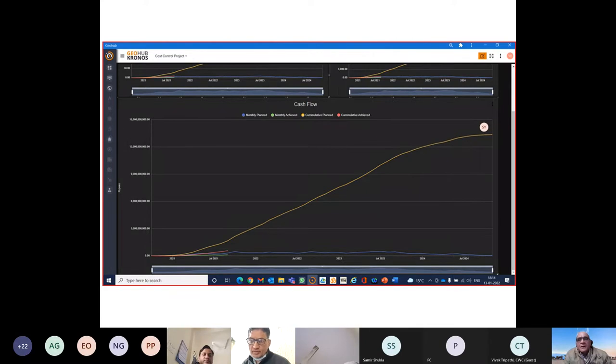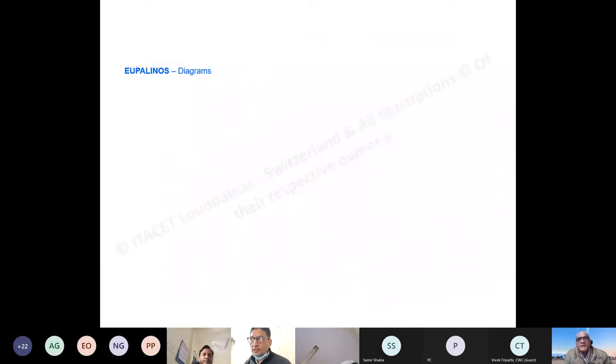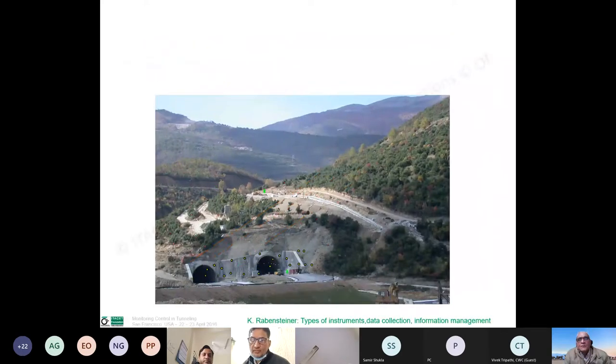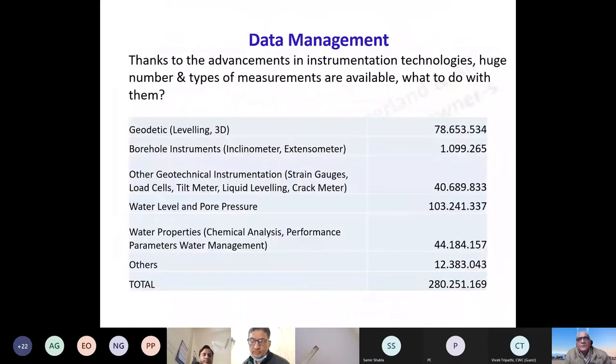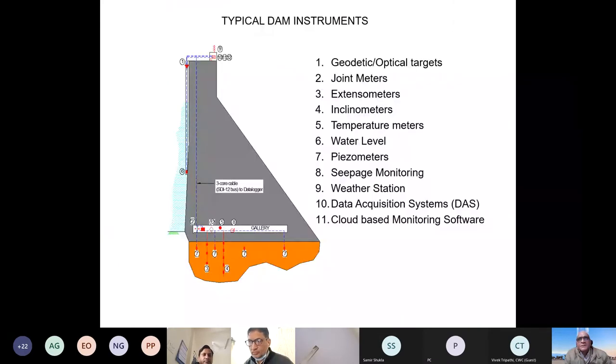Now I'll just tell you how it is done. I'll go to the dam picture here. You see, you have the data acquisition system here. All the instrument data is coming through a cable to the data acquisition system. The data acquisition system sends the signal to an FTP server of the cloud-based monitoring system. The internet is available everywhere. The DAS will send the signal to the FTP of the cloud-based monitoring system, because this is all in the cloud, and then the system through the software will analyze it. This is how the signal comes automatically.